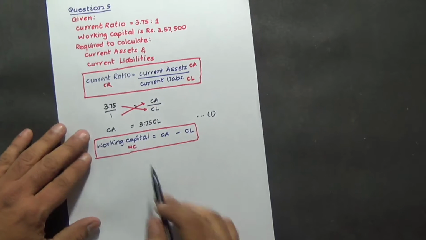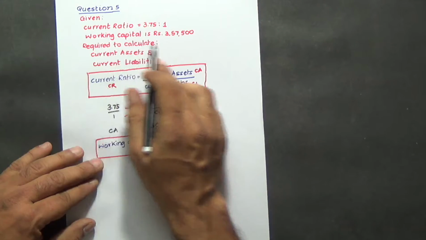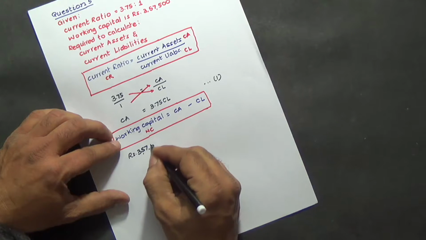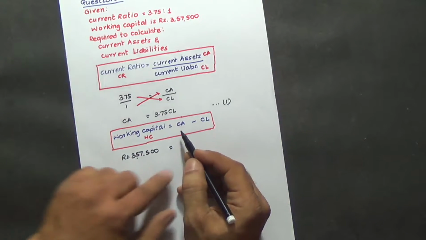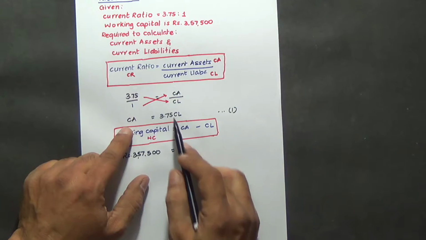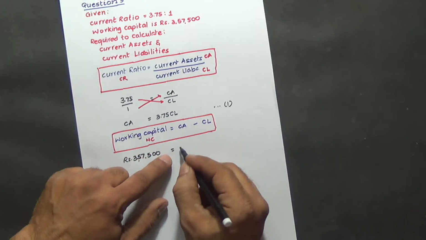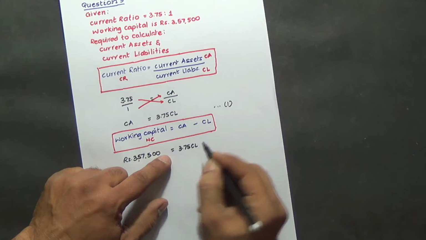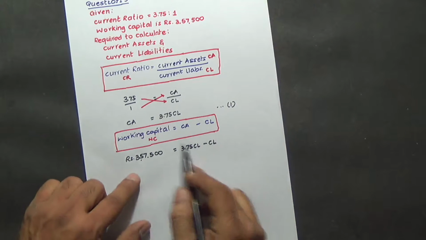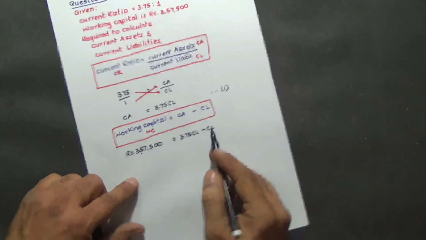Now, we know that working capital is 3,57,500, given in the problem. So working capital 3,57,500 is equal to current assets minus current liabilities. Instead of writing current assets, I can write 3.75 CL, because current assets is equal to 3.75 CL. So 3.75 CL minus 1 CL, which gives 2.75 CL.